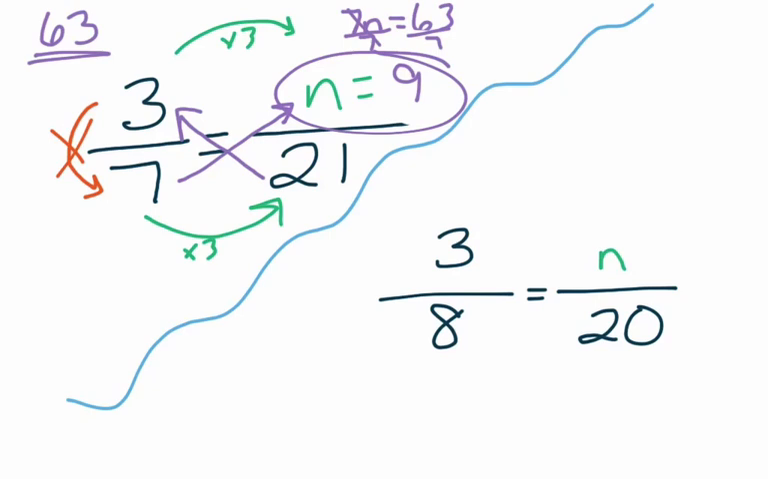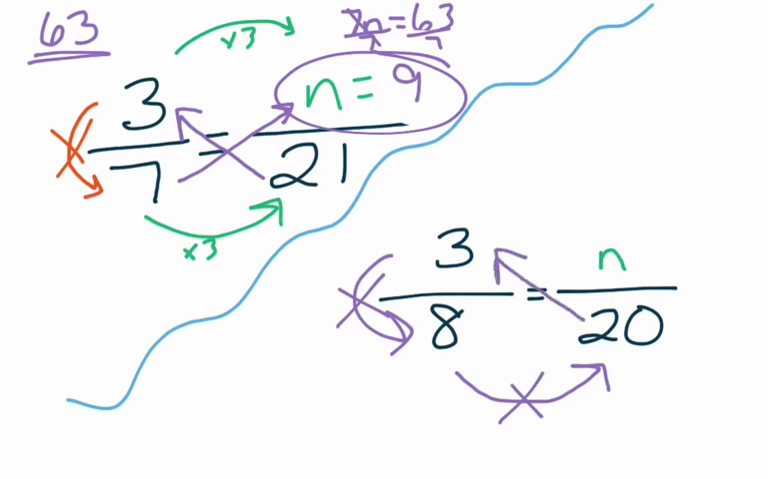Next problem. Okay, again, we cannot solve this one looking vertically. We can't solve this one going horizontally either. So it looks like we're going to have to do some cross products because vertically it didn't work. I can't do 8 times a whole number to get 20. So I'm going to look at cross products, and I would do 20 times 3 equals 60. And 8 times n, well, that just equals 8n.